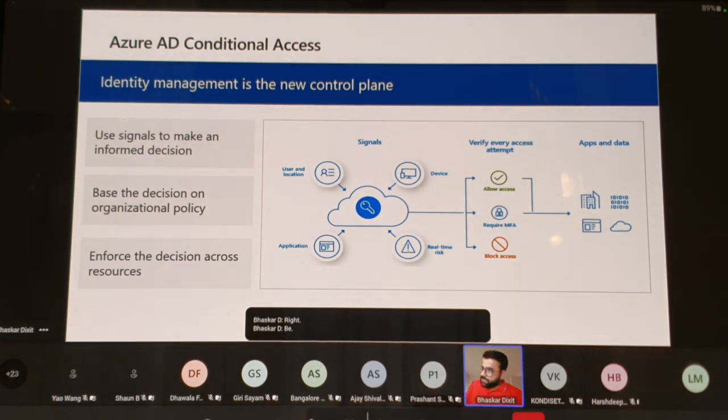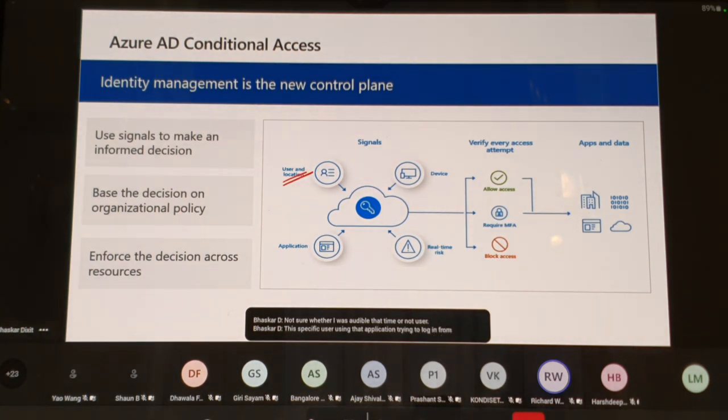We discussed, not sure whether I was audible that time or not, a specific user using that application, trying to log in from a specific location. Based on that, we can define whether access should be allowed or blocked. It should be allowed in a specific case when that particular condition is met. That is something we can define. So by configuring conditional access, we can implement the right protection and ensure users are productive whenever and wherever.